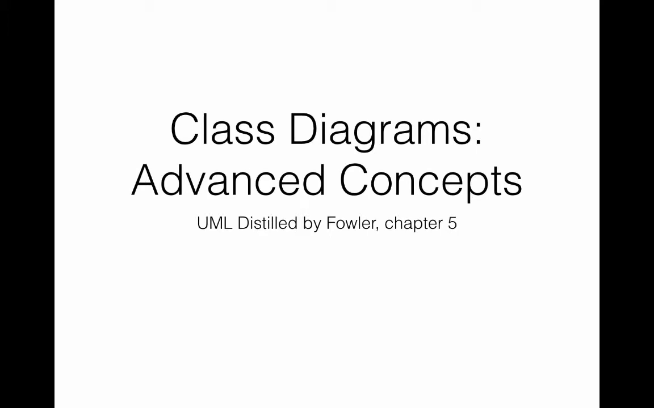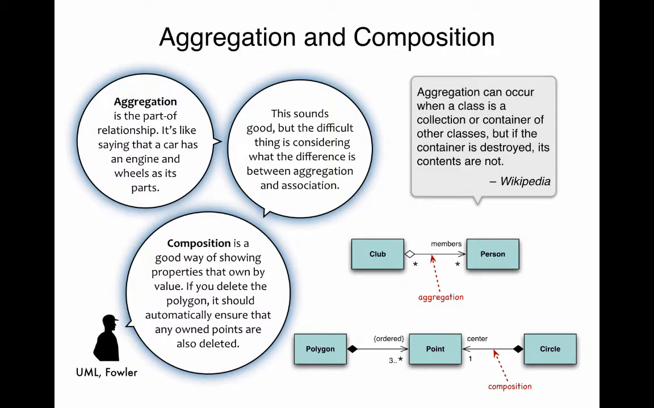Let's talk a little bit more about class diagrams. In particular, there are a few more kinds of relationships that you should understand when you see them. First, let's talk about aggregation and composition. The first thing to understand about these relationships is that they both indicate has-a relationships, just like the association arrow.